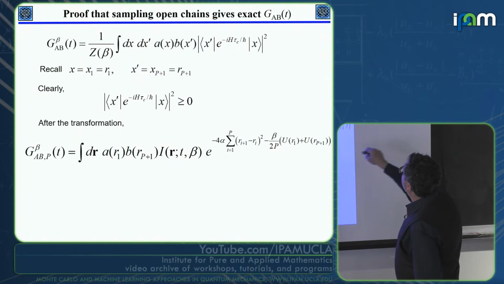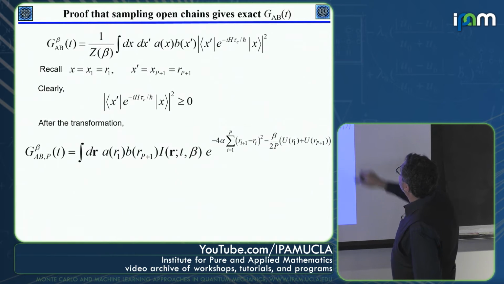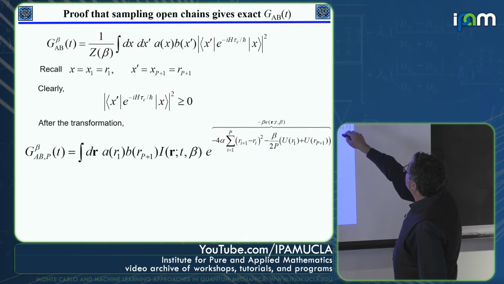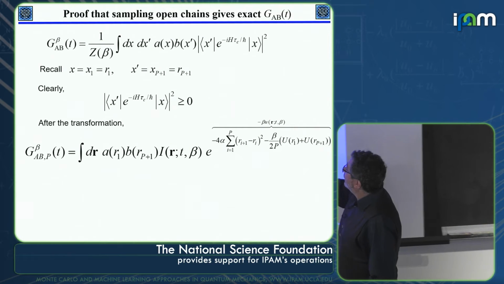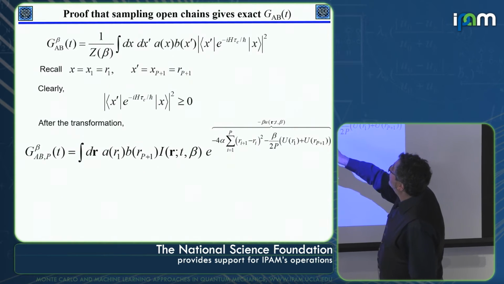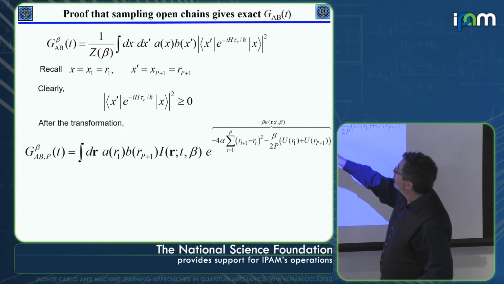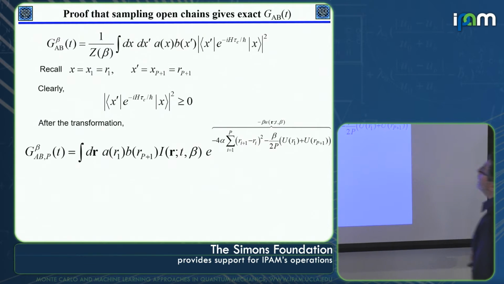I'm left with a factor that looks like this as a function of R, and I'm calling this factor U of R, T, and beta. And then I'm left with this I, the thing where I integrated out the s's formally. So that's that I integral.